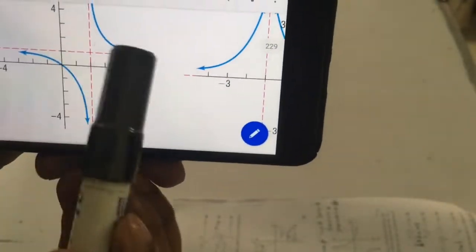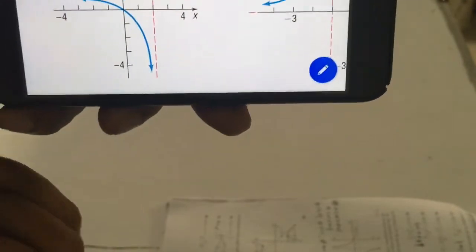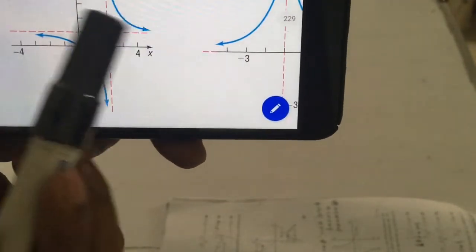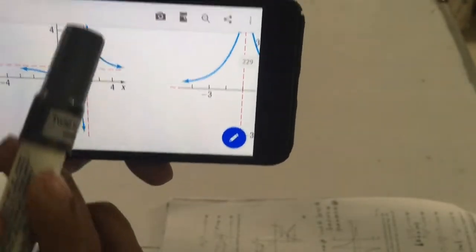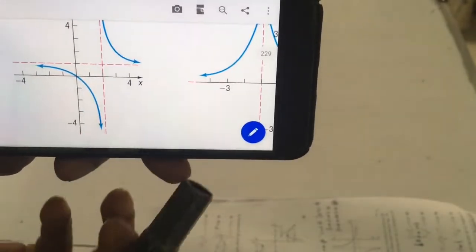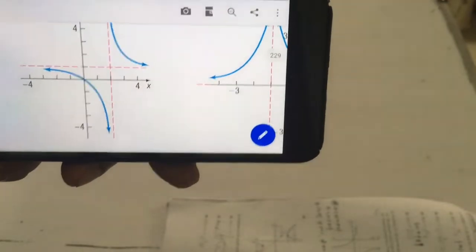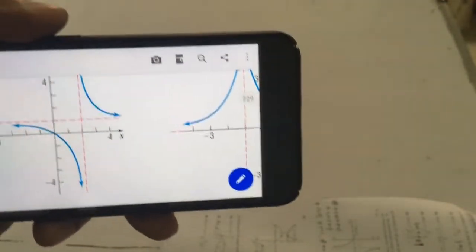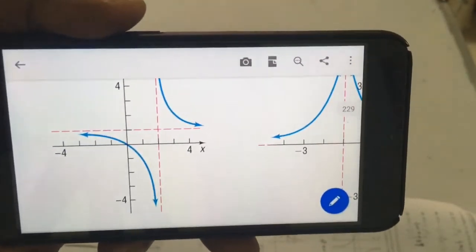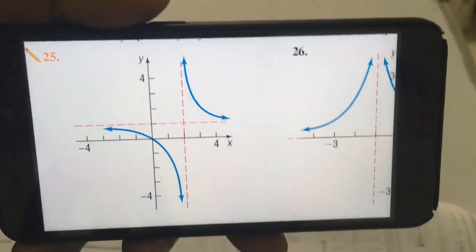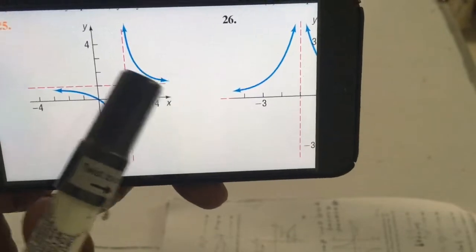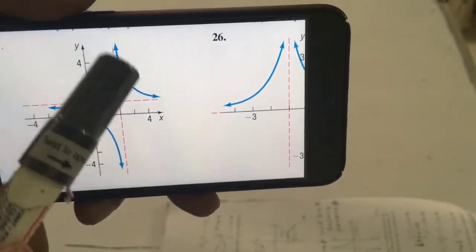So you see this horizontal red line. This horizontal red line is at y equals 1. That means the horizontal asymptote will be at y equals 1. See, this is the y line and this is the x line, and the vertical line is at x equals 2, x equals plus 2, so the vertical asymptote will be there. So this is how we actually understand from the figure. You see this is the horizontal asymptote, and this is the vertical asymptote.